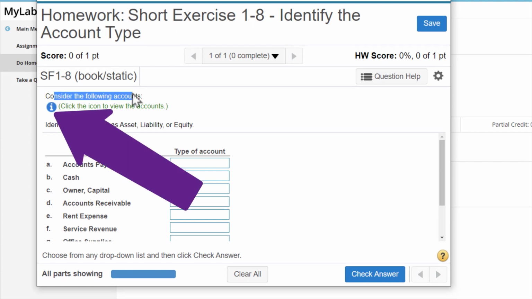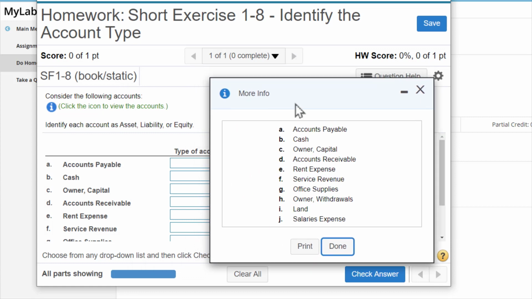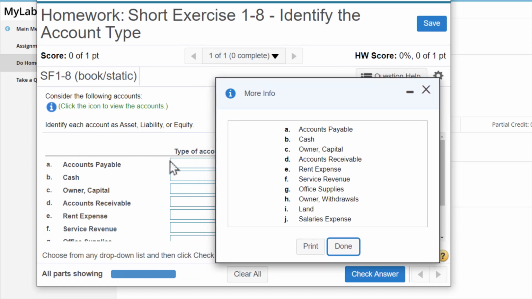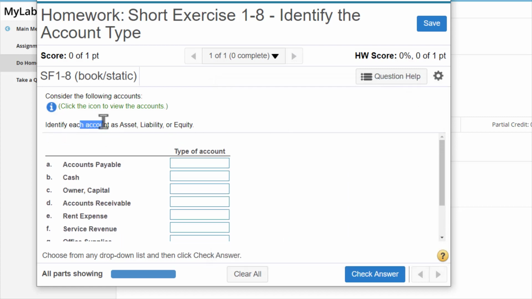It says consider the following accounts. We can click here to open up the accounts, but notice they also have them listed here, so we really don't need this window. And notice with these windows you can always print them out if you wanted to check things off or make notes on them. So it says identify each account as either an asset, liability, or equity.